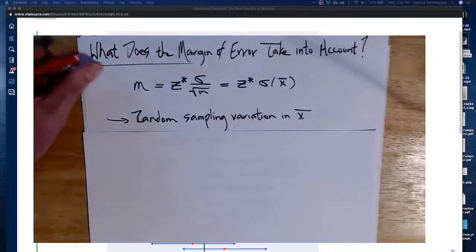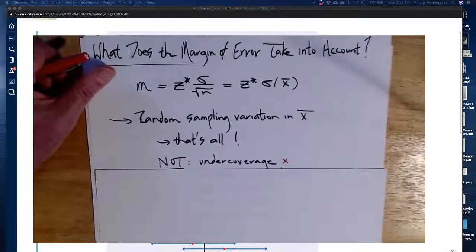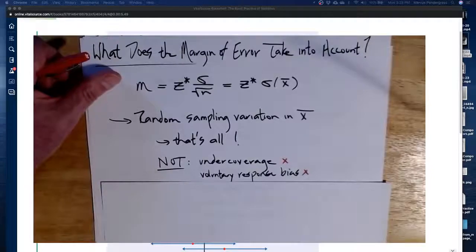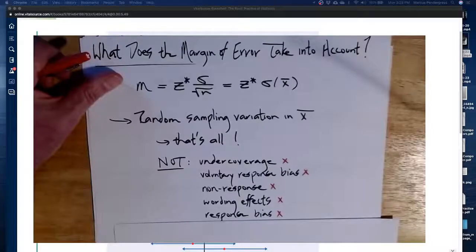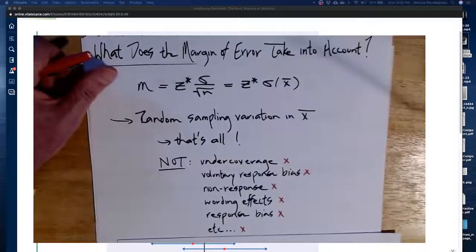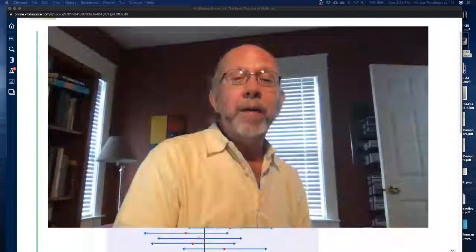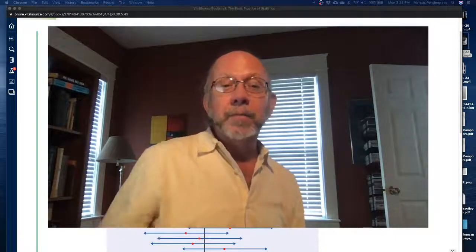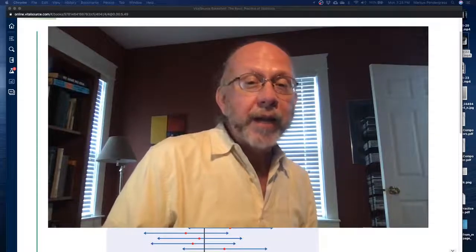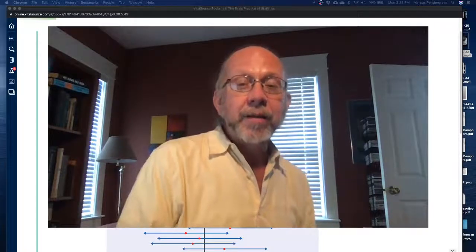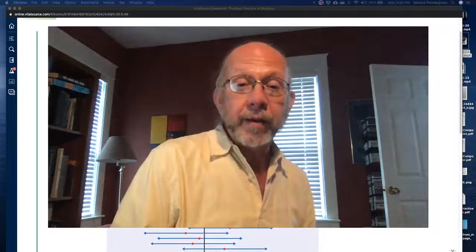into account. So, for instance, if you've got other issues with your sample, like things we've talked about, undercoverage, voluntary response bias, non-response, wording effects, response bias, and so forth, none of those are going to be taken into account by the margin of error. So all this fairly fancy statistical inference that we're doing can't make up for bad sampling design or bad experimental design or just bad data.